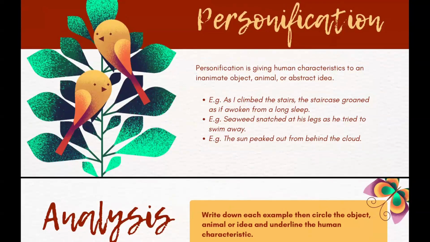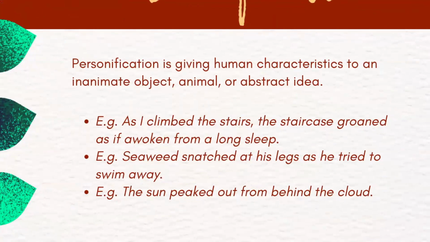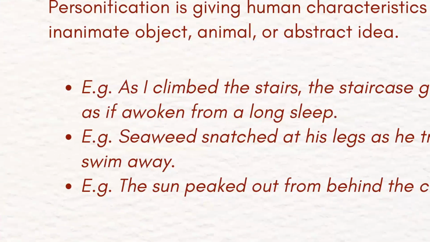So let's look at how we can use personification in our story writing. Personification is giving human characteristics to an inanimate object, animal, or abstract idea. It doesn't even have to be a thing, as in an object. It can even be an idea. You can personify it. You can basically turn it into a person. So here are some examples of personification.